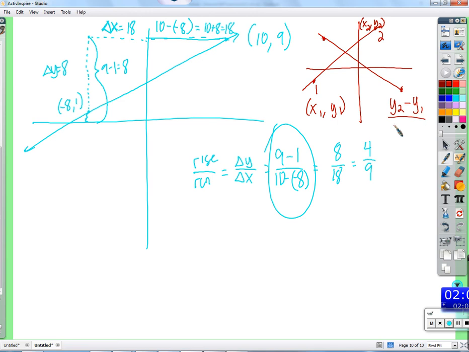And of course, if this is going to be our ending point, our second point, then we'd always have to start with this when we subtract. Or if we're going to do, say, 9 minus 1 to get how far it is from there to there, we're going to have to start at 10 and subtract negative 8 to get the change from there to there. That means we'll do x2 minus x1 as opposed to x1 minus x2. Just got to keep that order straight. It doesn't matter which one you call point 1 and point 2 as long as each pair is from the same point.